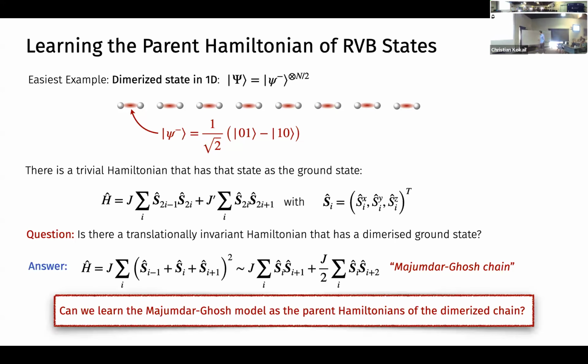So the question I want to ask in this lecture: I give you this dimer state, can you recover this Majumdar-Ghosh Hamiltonian? That's what I want to discuss with you. And the plan is to discuss three different methods of Hamiltonian learning. And for all three, let's see if they give us this Majumdar-Ghosh Hamiltonian.